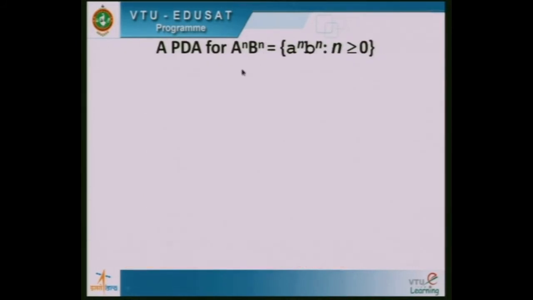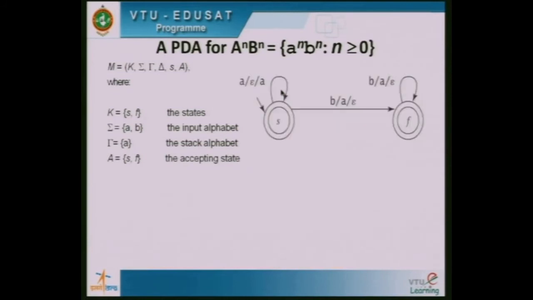Similarly for a raised to n, b raised to n, the same logic can be applied, but here we go for having two states, state S and state F. So a raised to n, b raised to n, where n is greater than or equal to 0, means the first string will be what? Epsilon. So initial state will be final state. So irrespective of what is there on top of the stack, whenever you come across all A's, push all A's into the stack, and be in the same state.